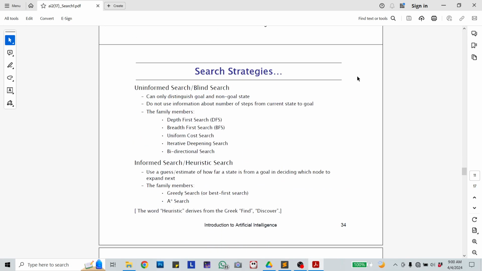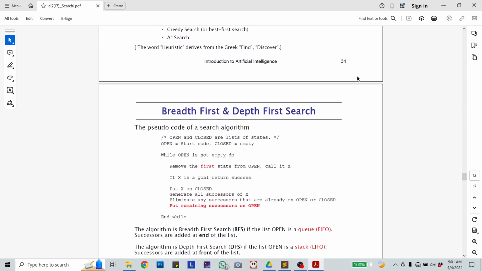Then we have these strategies: the uninformed search, in other words, the blind search. We also have what we call the informed search or the heuristic search. So it's going to play between these, but my major area for you to concentrate on will be the family members that has to do with the depth first search and then the breadth first search. So concentrate on these two. This is where I would like you to look.